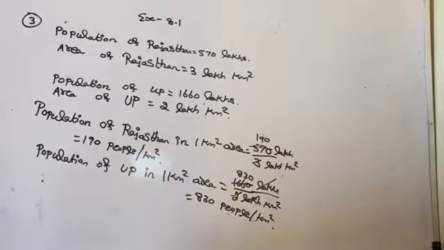So in Rajasthan, for 1 kilometer square, 190 people are there. In UP, for 1 kilometer square, how many people are there? 830 people are there. Am I right here? So which state is less populated? Rajasthan is less populated. Which one is more populated? UP is more populated. Shall we conclude now?